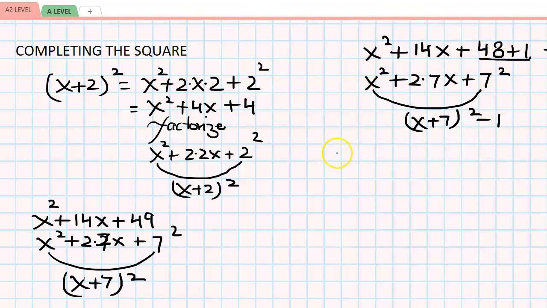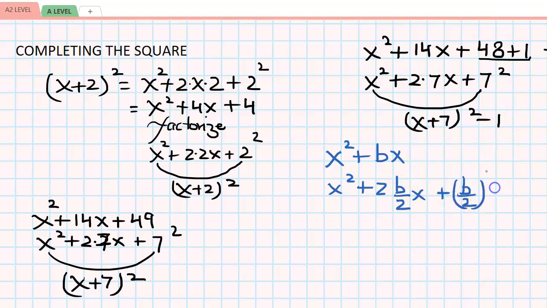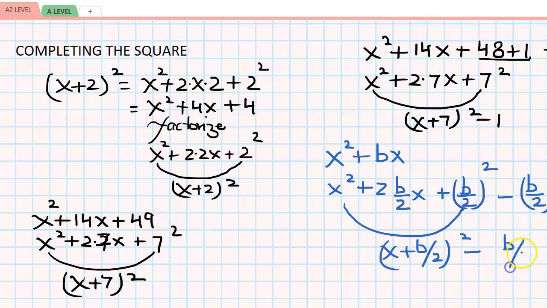This method is called completing the square. If I take the general form, this is x square plus bx. Now we know that this is x square plus, I need 2 here, so I'm going to divide it by 2, and plus what do I need? The square of this, (b/2) square, because I've added this, so I'm going to subtract it also. Now as I told you earlier, this one is (x + b/2) square, and this one is minus (b/2) square. So that is completing the square.